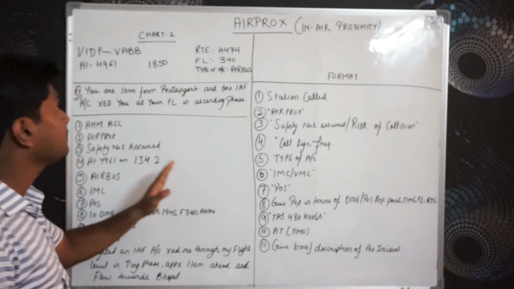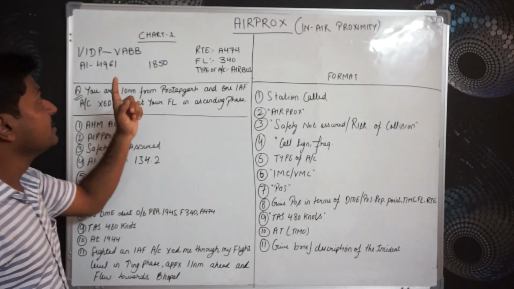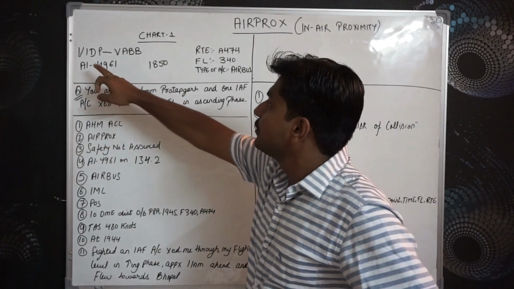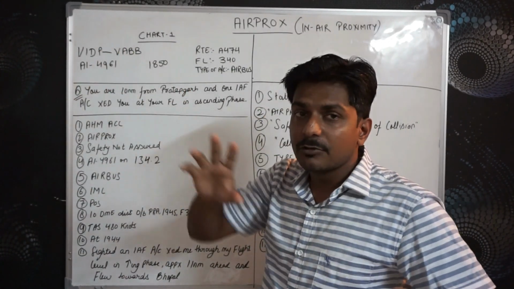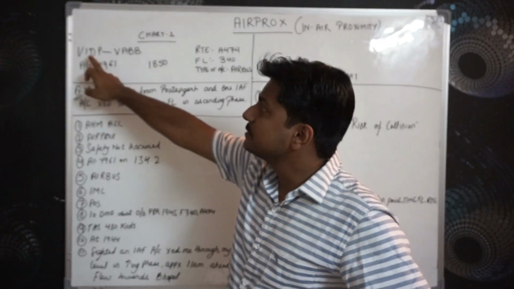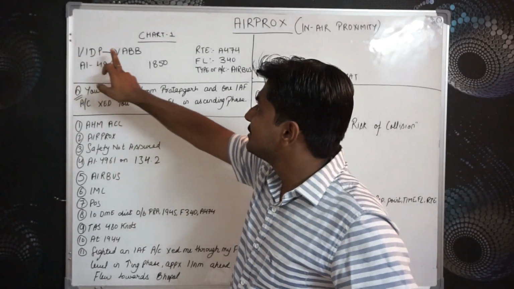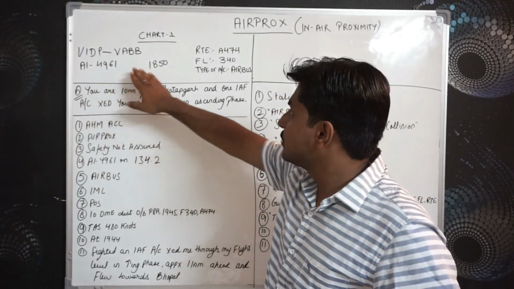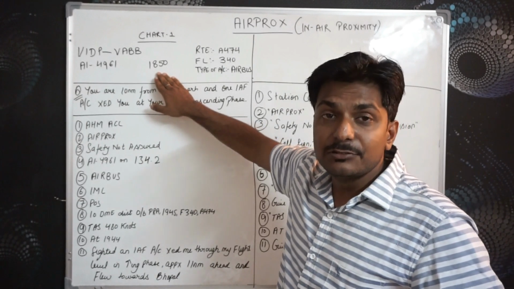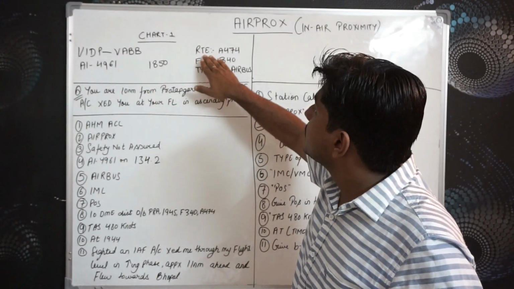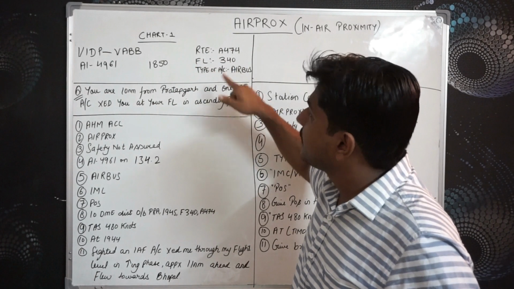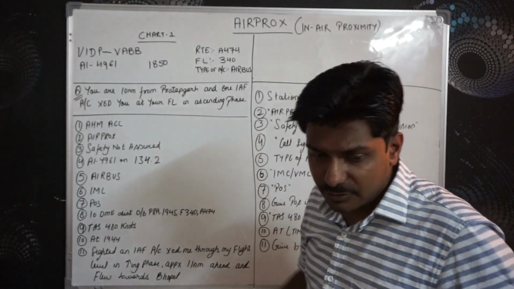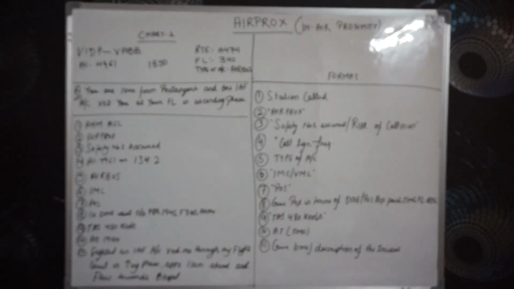So this side we have written the example, and this example is from chart number 1, from Delhi to Mumbai. If you know the location indicator of Delhi, this is Delhi's location indicator and this is Mumbai's location indicator. Your call sign is Air India 4961, 1850 is your scheduled clock off time, and the route is Alpha 474, flight level is 340, type of aircraft is Airbus. I have not given the flight rules.